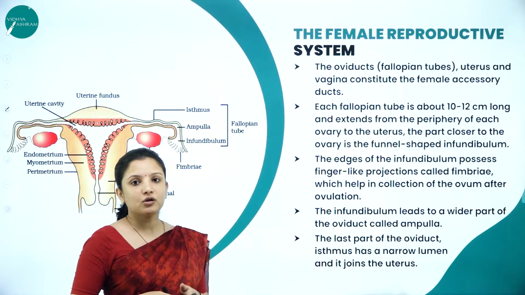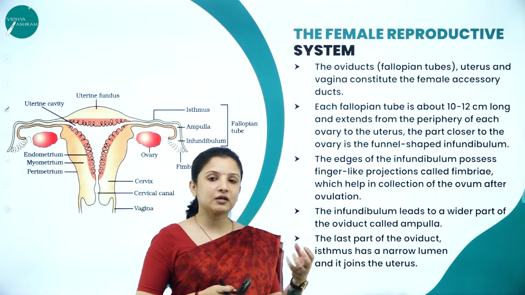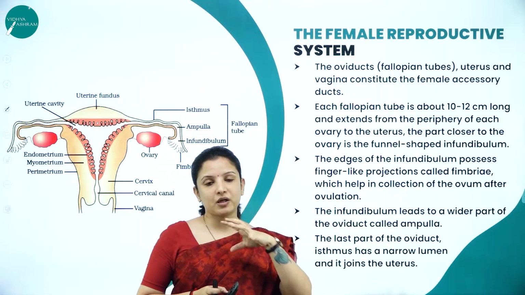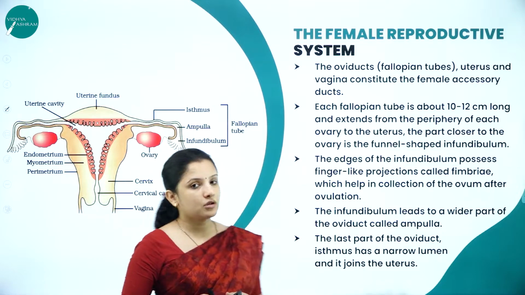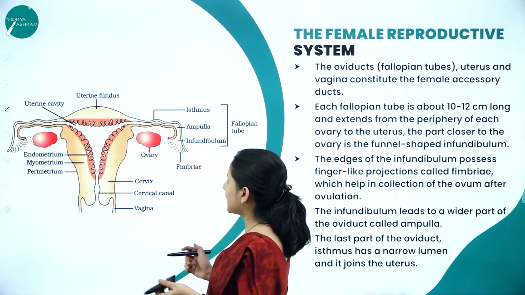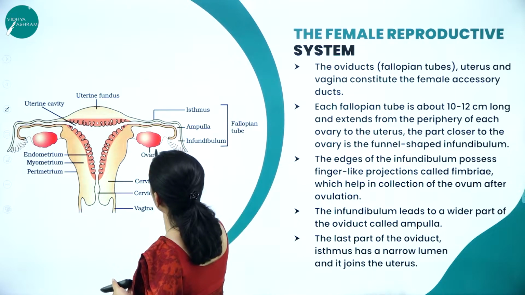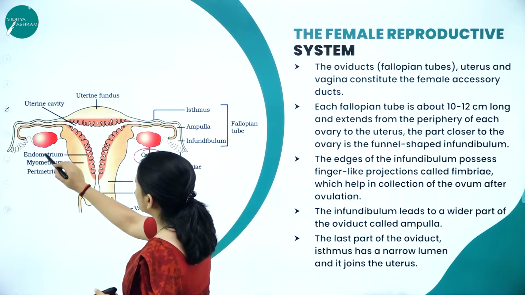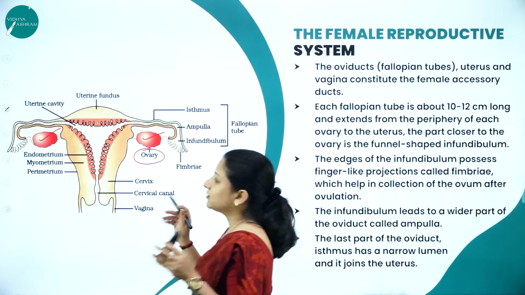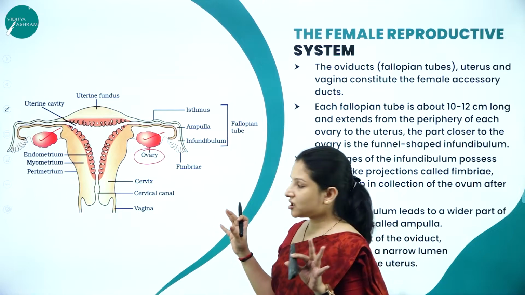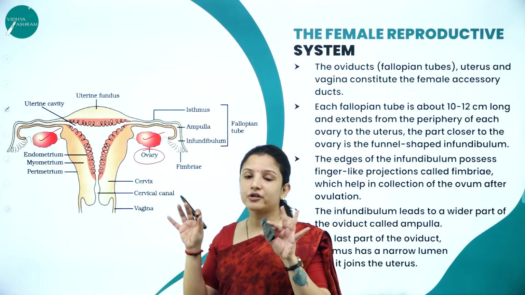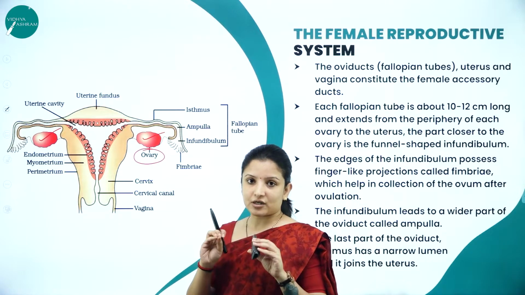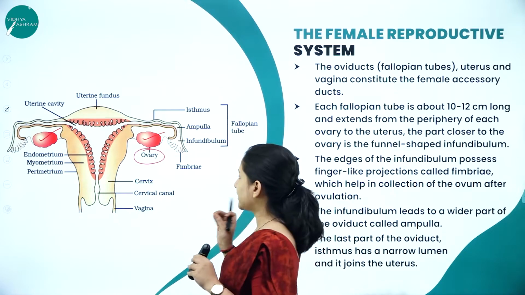Next, moving on to the oviduct. So what is the oviduct? It forms a connection between the ovary and the uterus, right? You can see in this diagram, there are two ovaries present. Ovaries are present on either side of the pelvic region, and they are held to the pelvic region and to the uterus by structures called ligaments. So all that we have seen.